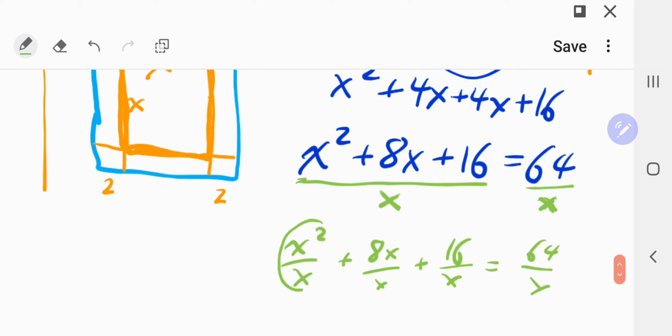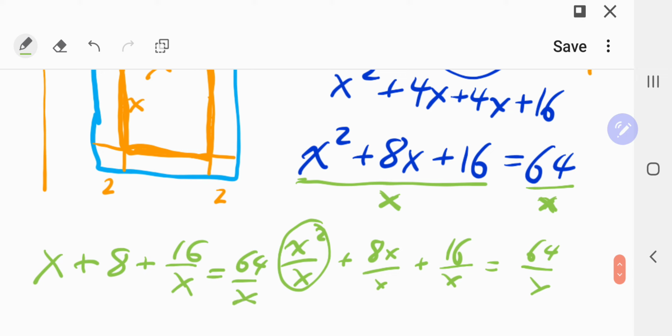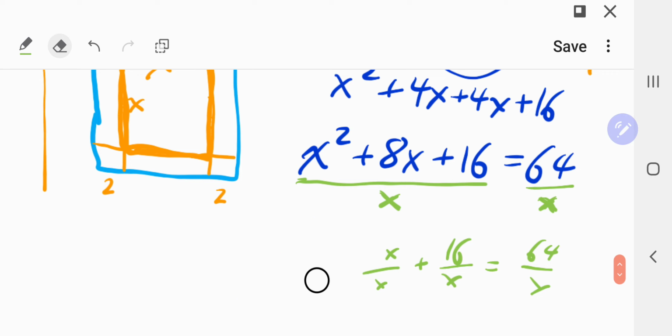Now, what is x squared divided by x? That would be x. Don't do that, but that would be x. That'd be 8. And then 16 over x, and then 64. Wait, this is a mess. Now I have x's in the denominators. This is a big mess. So you can't divide by x. That doesn't help. You can't subtract the x.